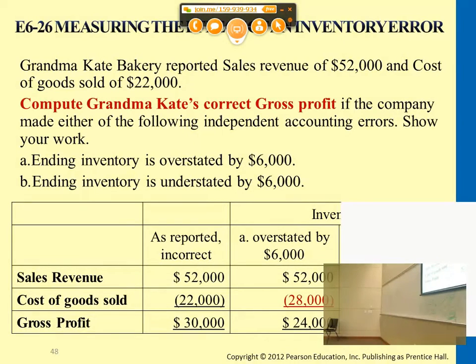Okay? So you would see at the same time, since this is being corrected, then this gross profit amount also will be adjusted. So gross profit amount earlier, we had an overstatement. Again, this would have the same effect as ending inventory. So this is overstated by $6,000, we subtract it by $6,000.